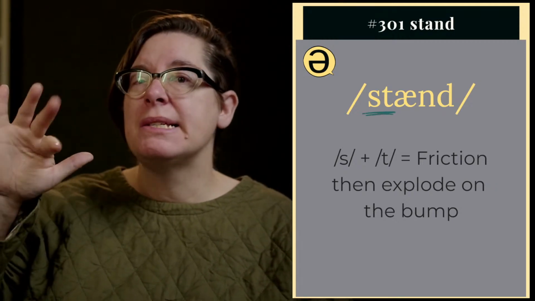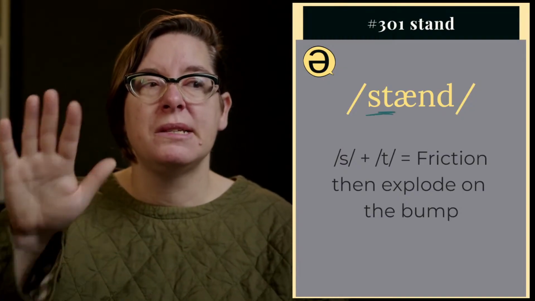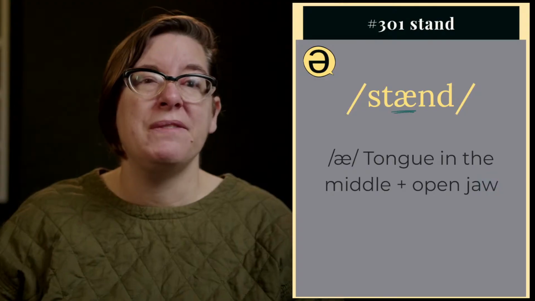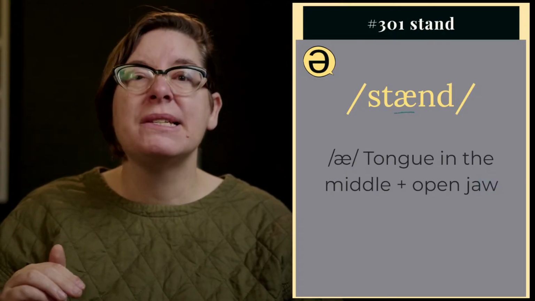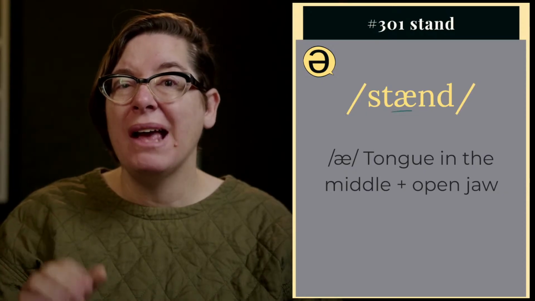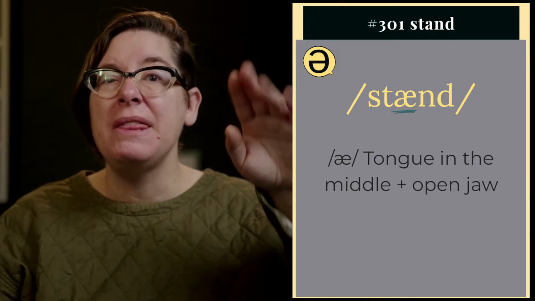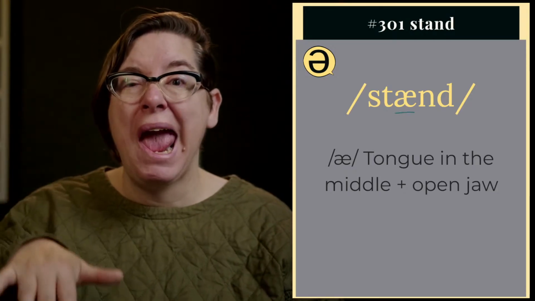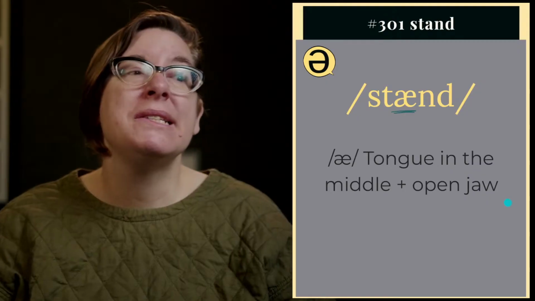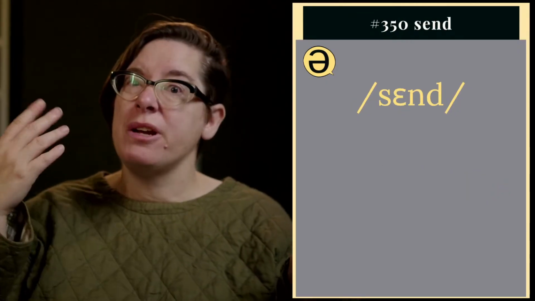Friction with the S, then explode the T right on the bump, st, st. Then we have the vowel. Stand, stand. Back up to the ridge for the N and the D. Stand, stand. Still got my ND, starting with an S now.